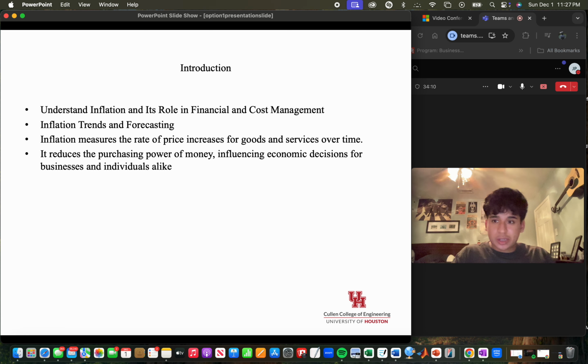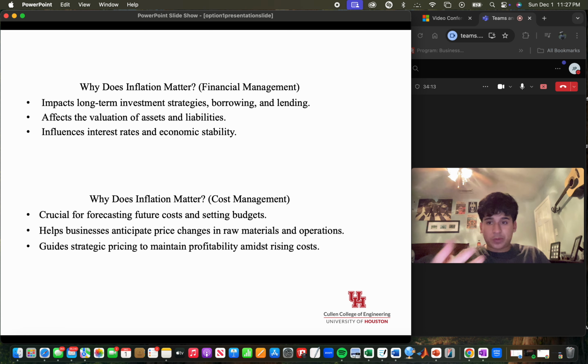So, let's take a look at why inflation is important. Why does inflation matter in financial management? It impacts long-term investment strategies, borrowing and lending. It affects the house market. It affects basically everything, the cost of living.